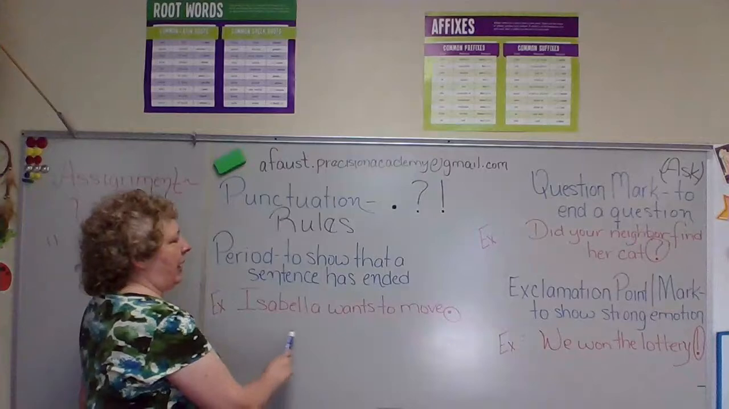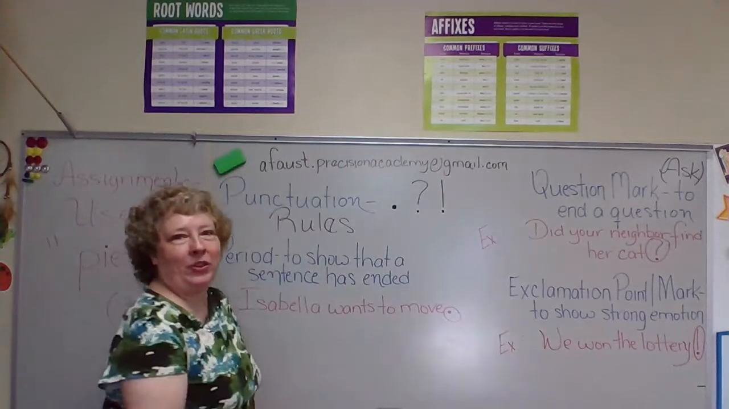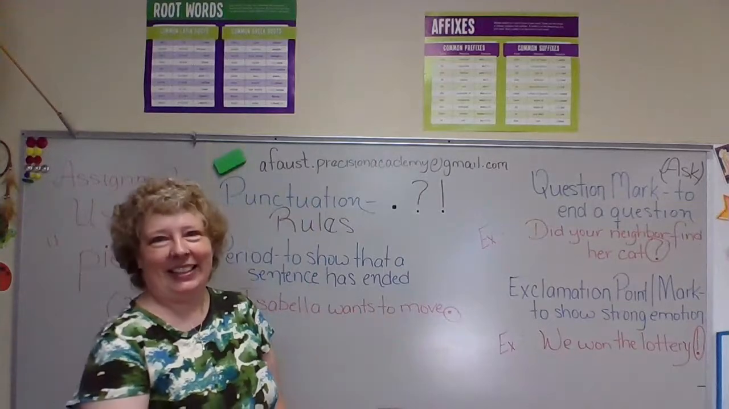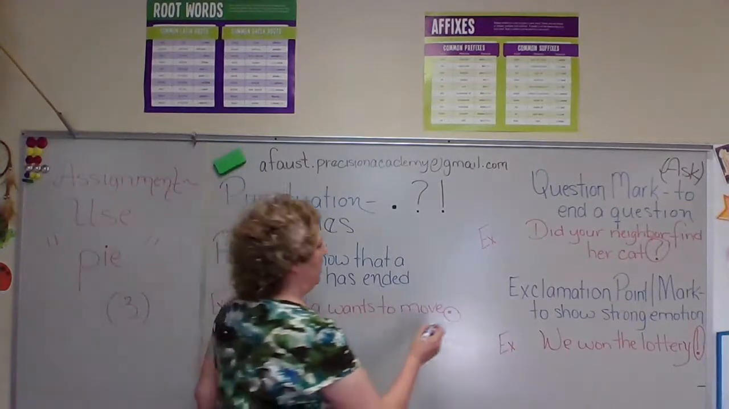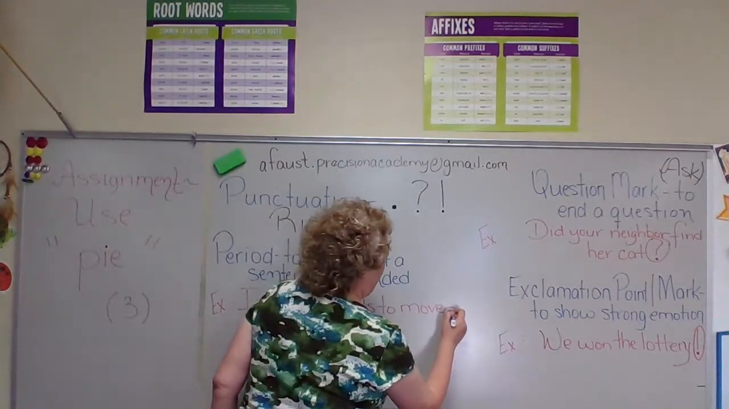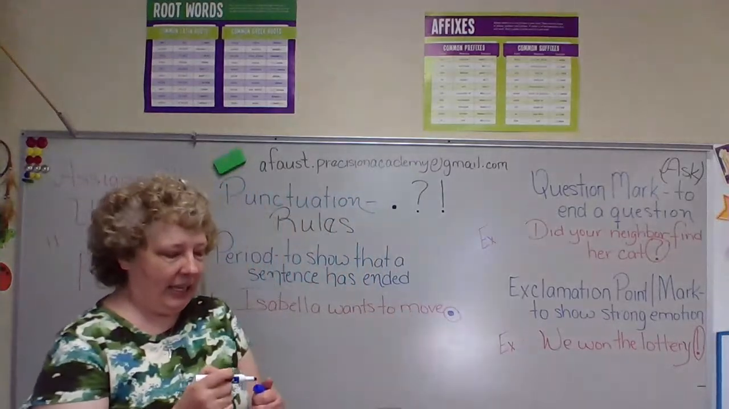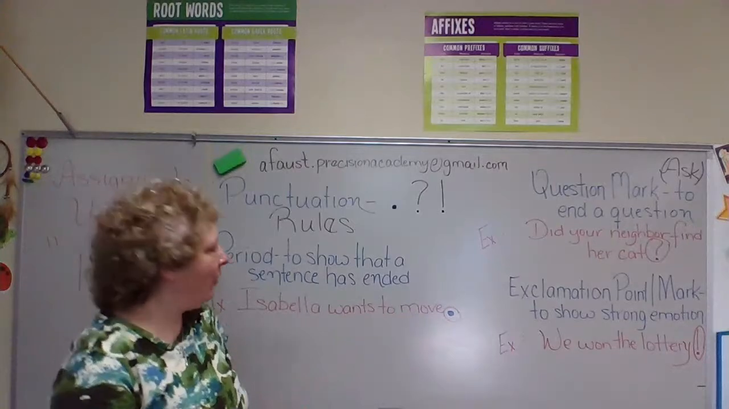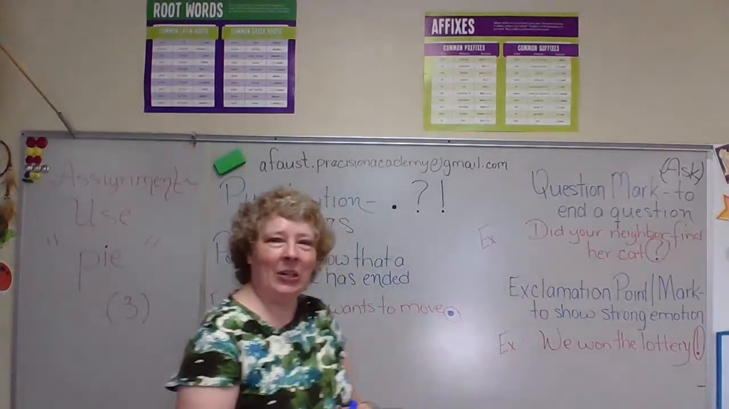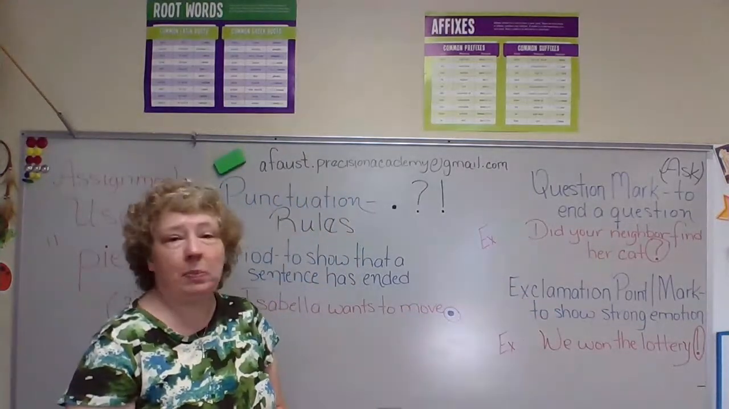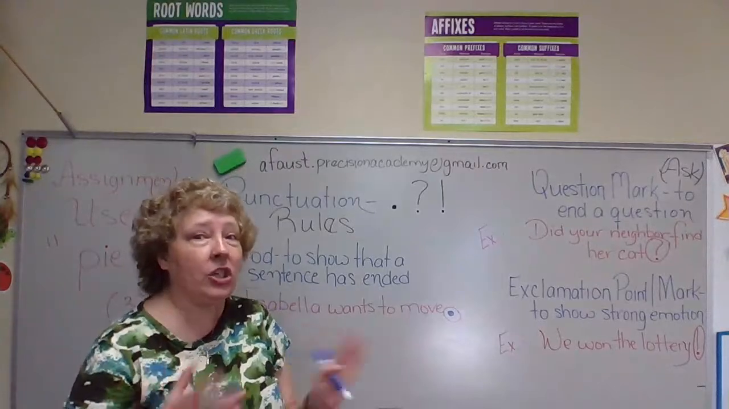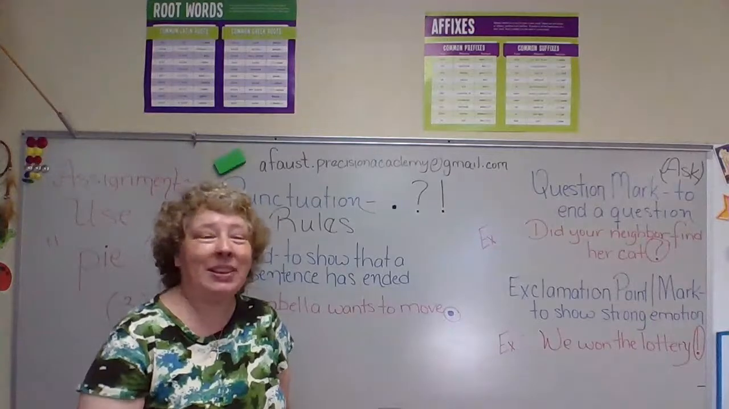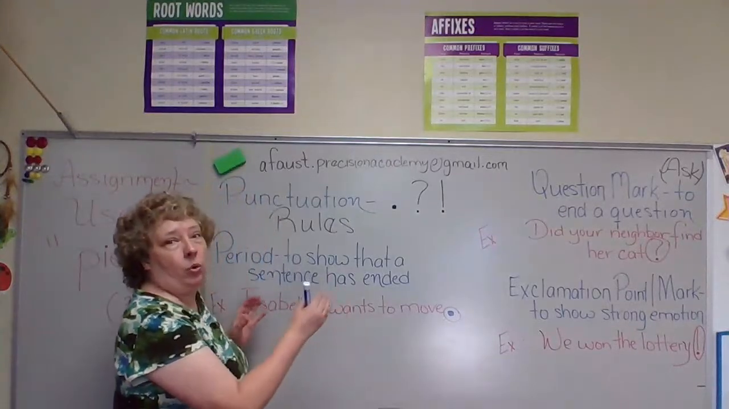Example. Isabella wants to move. Period. Right there. Okay, I'll make it even darker. Ooh, kind of blue. Make it even darker for you. Right there. Okay. Now I know it has ended. And we can start the next one. Yes, we do use periods for other goodies here, such as for abbreviation, for the decimal. But this is the key rule.